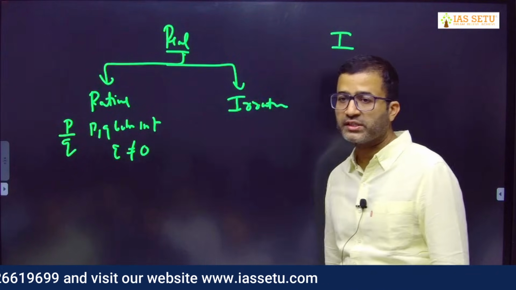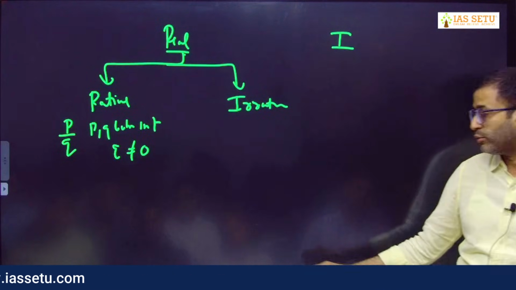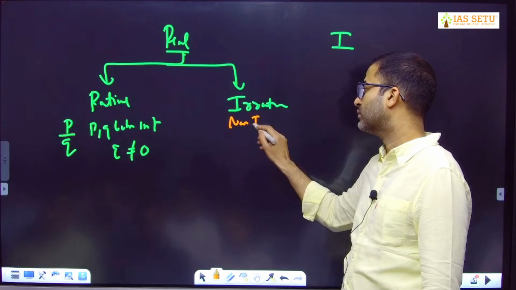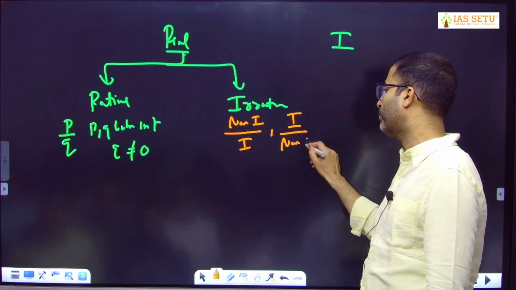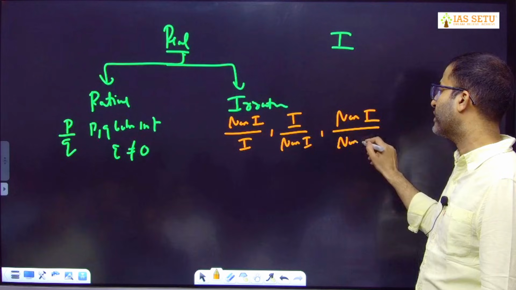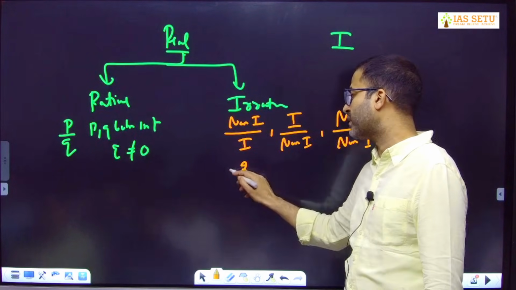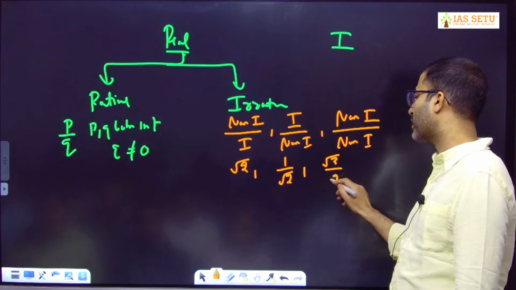What about irrational number? Irrational number cannot be expressed in the form of integer upon integer, whether your numerator is non-integer, your denominator is non-integer, or both are non-integer. Because the moment it becomes integer upon integer, it becomes a rational number. Example like under root 2, 1 by under root 2, under root 3 by under root 2.